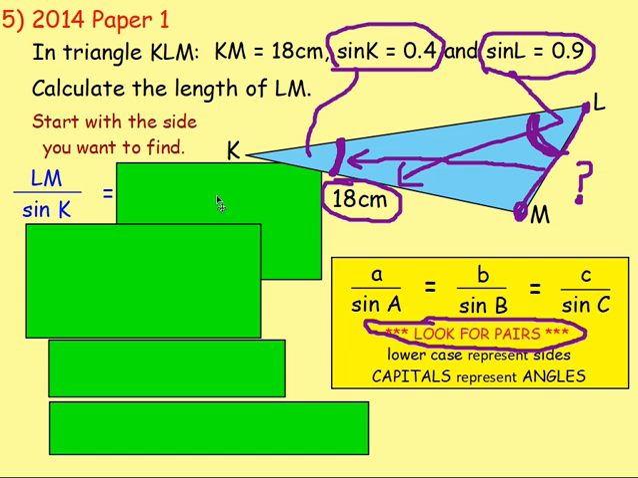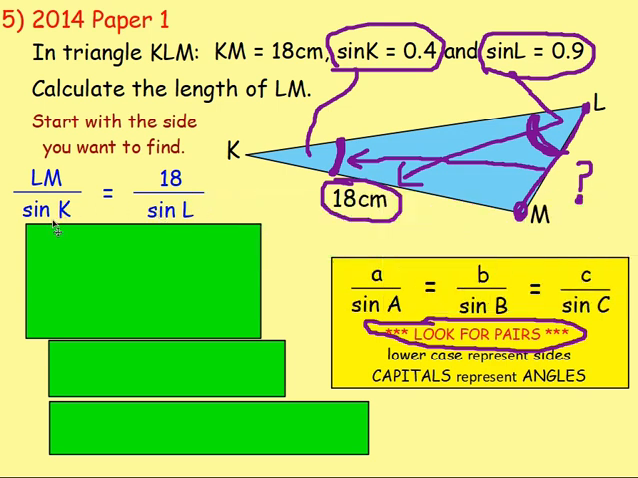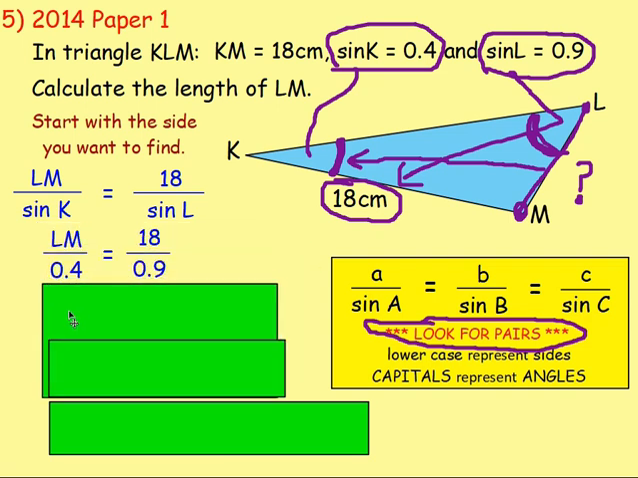That is equal to, the other pair we have is the 18 and the sine L, so it's going to be the 18 divided by sine L. With these though, sine K and sine L, we know what they are. It tells us up here just in the purple writing. So sine K is 0.4, and sine L is 0.9. So LM over 0.4 equals 18 over 0.9.